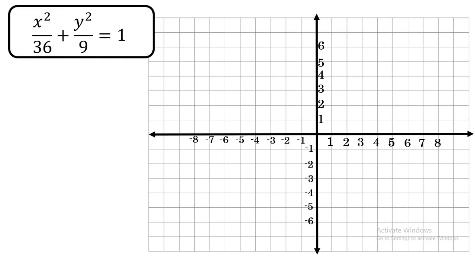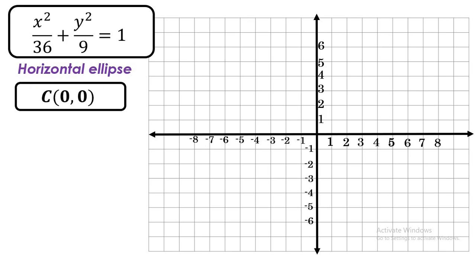Example number 1, we have x squared over 36 plus y squared over 9 equals 1. We first identify the orientation by comparing the denominators. 36 is larger than 9 and 36 is related to x. Therefore, this should be a horizontal ellipse. Meanwhile, the center should be at (0, 0). So we plot the center at the origin, labeled as (0, 0). We need to identify the value of a, and a is simply the square root of the larger denominator, which is 36. So the square root of 36 is 6, so the value of a is 6.